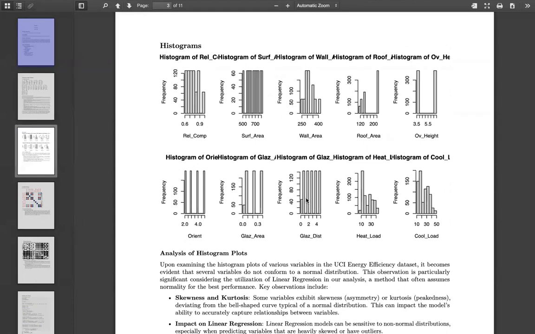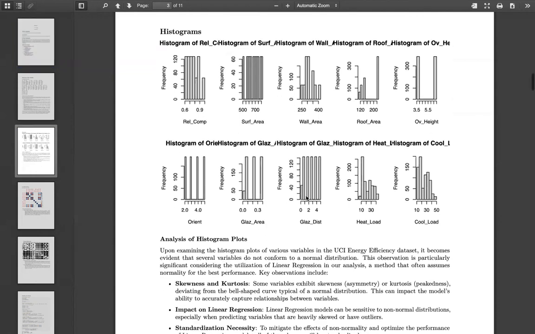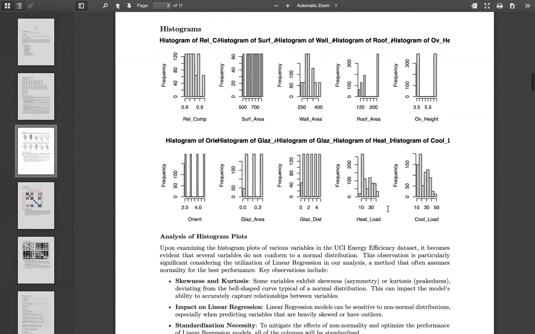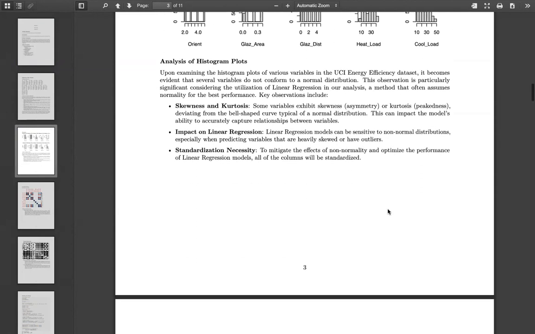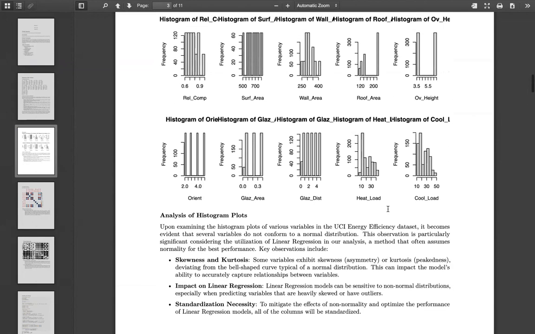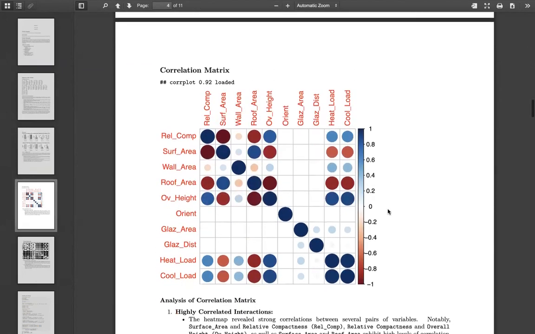Again, we run into this issue of distribution. When we look at all our different variables, because we are building a linear model, I wanted to standardize these variables. You can see some of the variables are more skewed than the other ones, but this was helpful to look at just to know what pre-processing steps I would need.